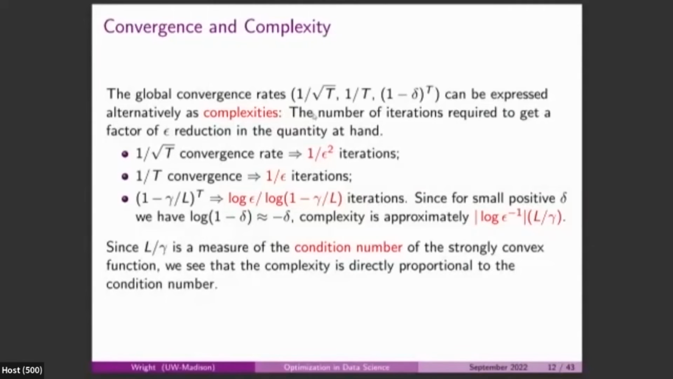Okay? Now, if gamma over L is a small number, you can approximate log of 1 minus gamma over L as minus gamma over L. And so essentially this tells you that the number of iterations you need in that case is proportional to the log of epsilon times L over gamma. And you can think of L over gamma as being a condition number. If this were a quadratic function, L would be the maximum eigenvalue of the Hessian, and gamma would be the minimum eigenvalue. So it would be a classical condition number. Okay? So it's proportional to that. So conditioning of the problem still plays a very important role here.